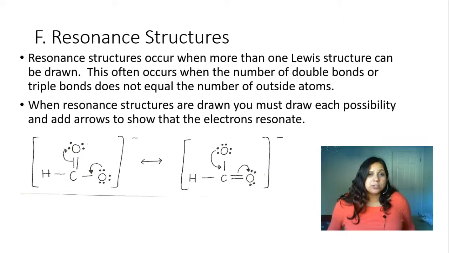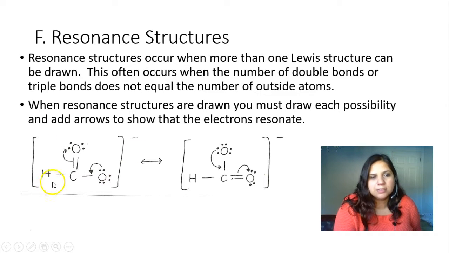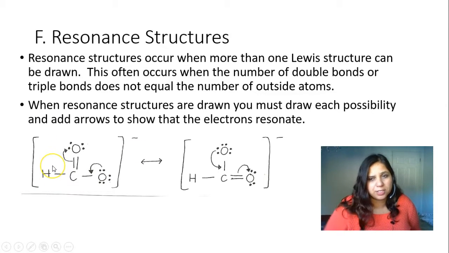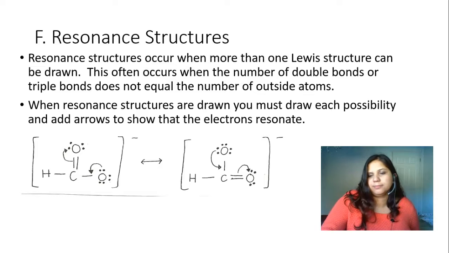It says when resonance structures can be drawn, you have to show each possibility, and you have to show arrows to show that those electrons are changing. They're resonating from one oxygen to the other in this example here. Notice how that double bond is not resonating on the hydrogen, and that's because hydrogen doesn't have the ability to double bond. It can only form one bond and then it's done.